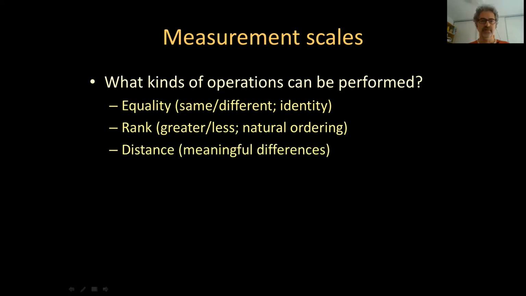The third operation is essentially subtraction, so that we can find out if there are distances between values. Can we say that there are meaningful differences between values of our variables? And the final operation is ratio or division. And that has to do with whether we can say that there is a natural zero in the scale of our variable.